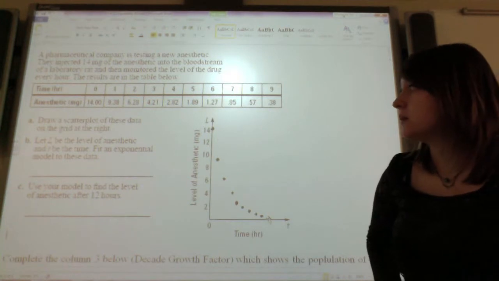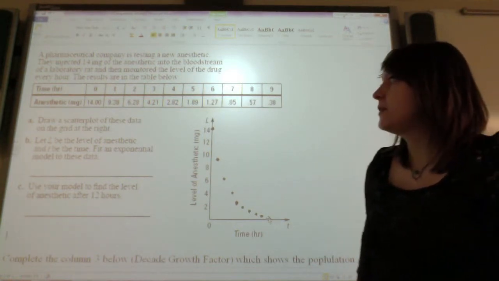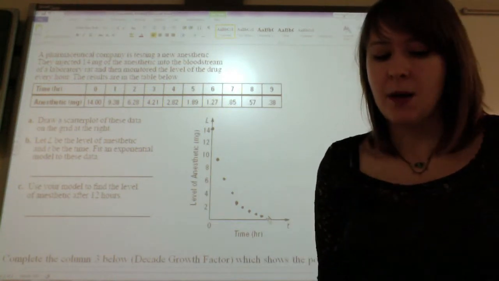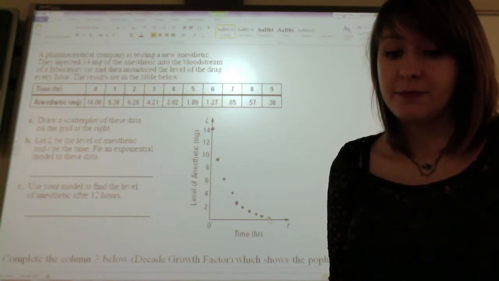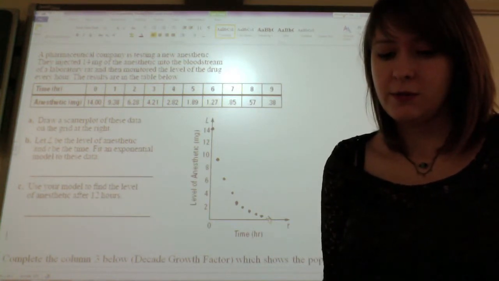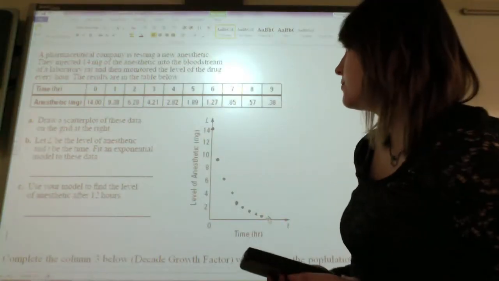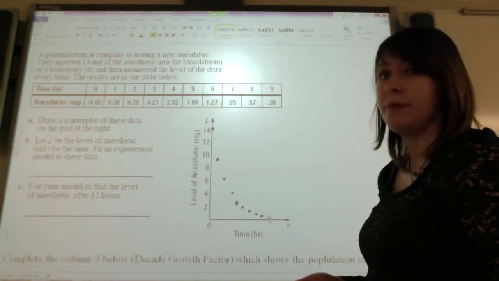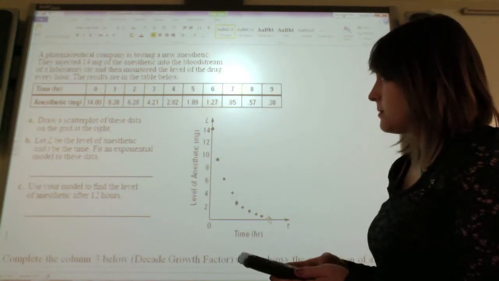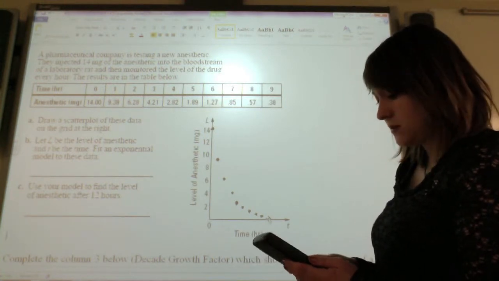Okay, part B, let L be the level of anesthetic and T be the time. Fit an exponential model to these data. So if I want to fit an exponential model to these data, I'm going to use my calculator. I'm going to start by going to Stat and then Edit, and you should get to your list 1 and your list 2. So this is the screen that you want to be at. Then for list 1, we want to type in the time. So we're going to have time be our x values. So I'm going to type in 0, 1, 2, 3, 4, 5, 6, 7, 8, 9.